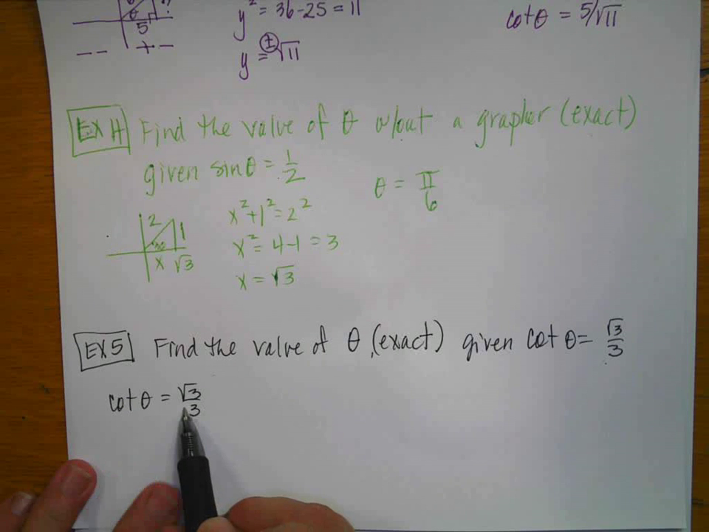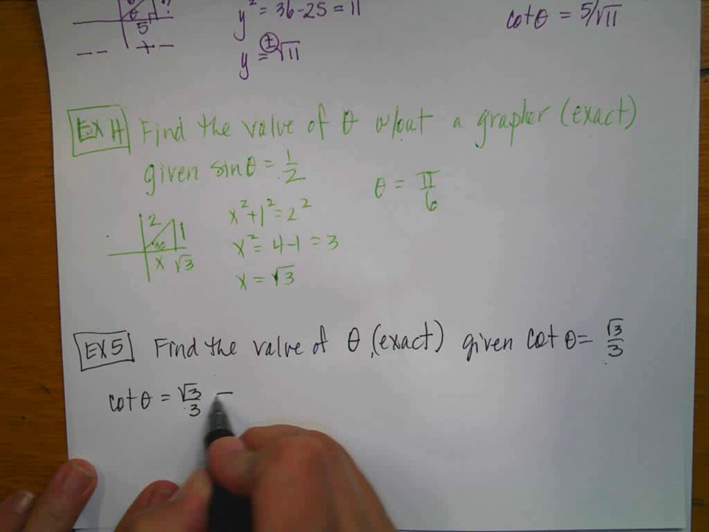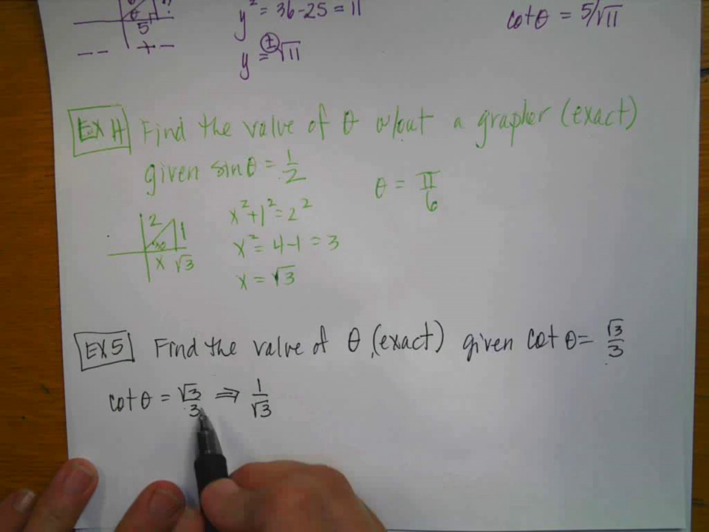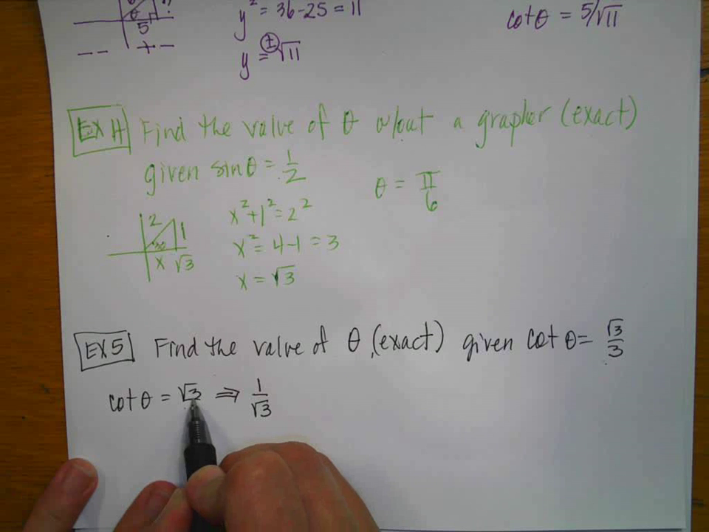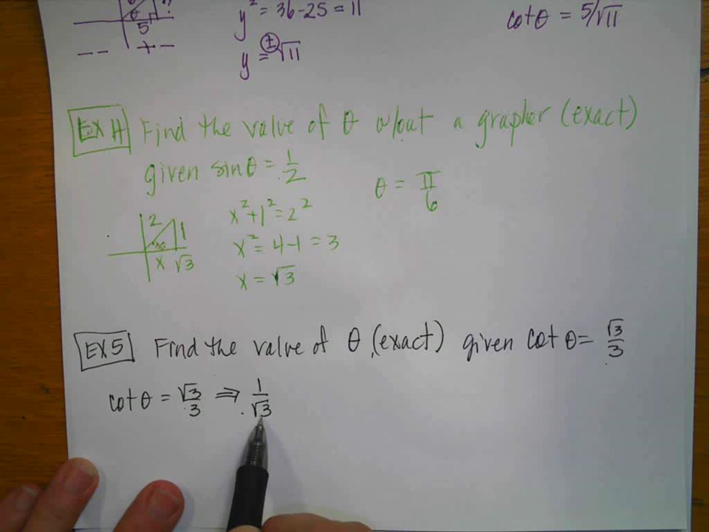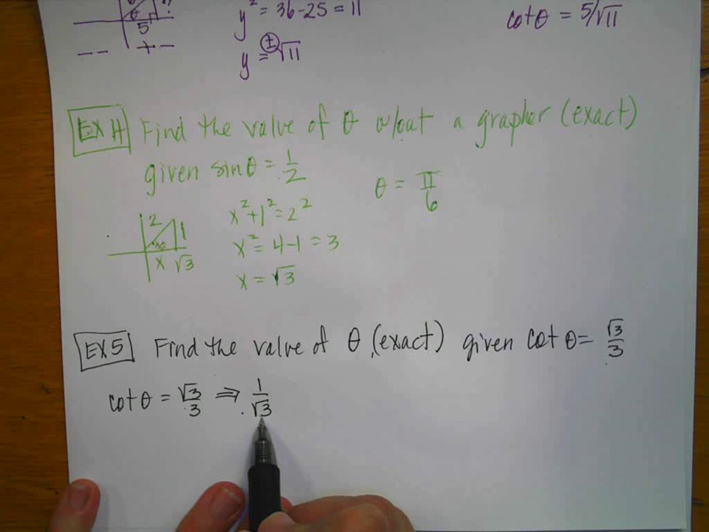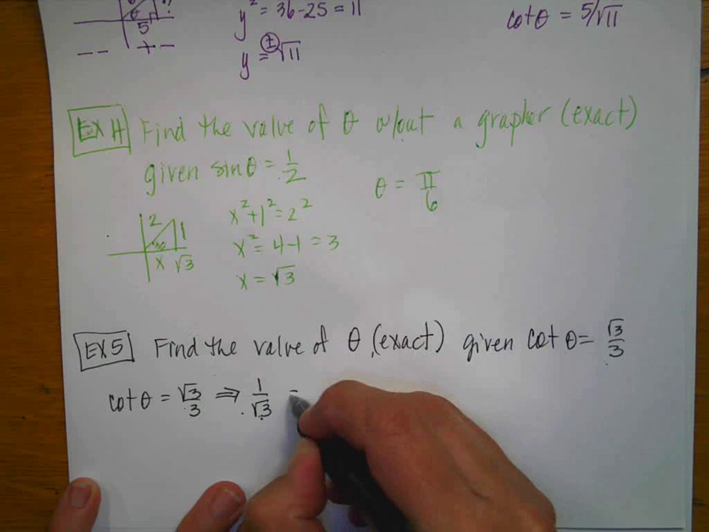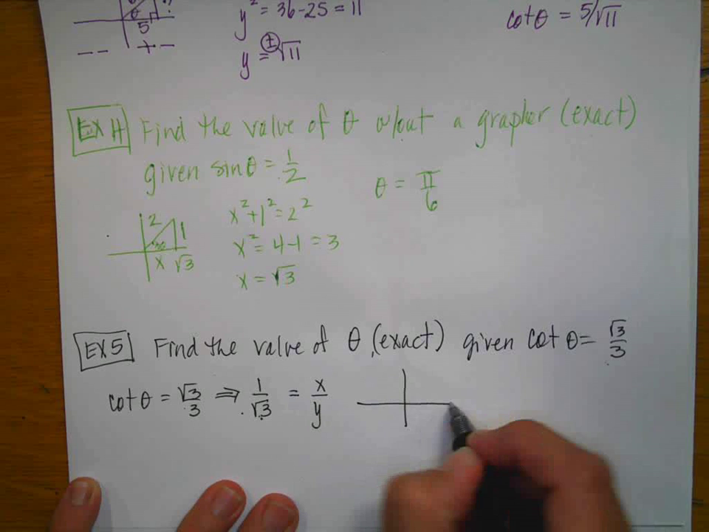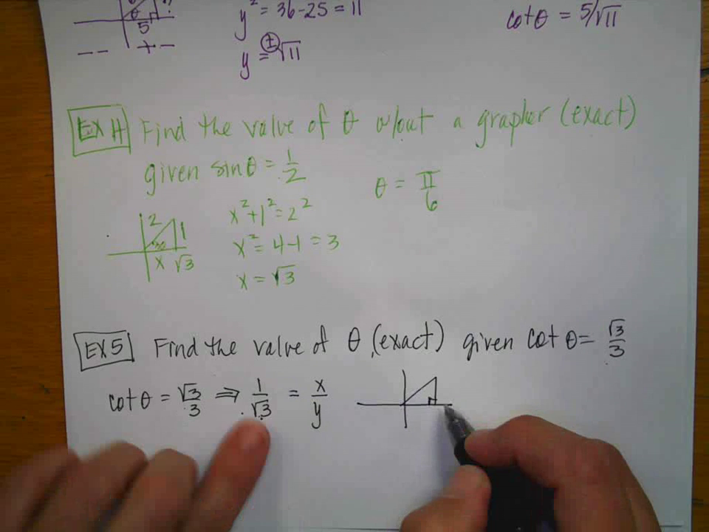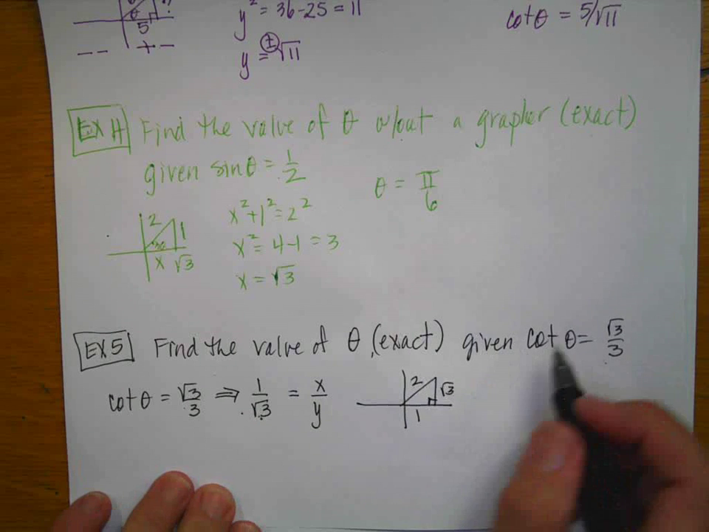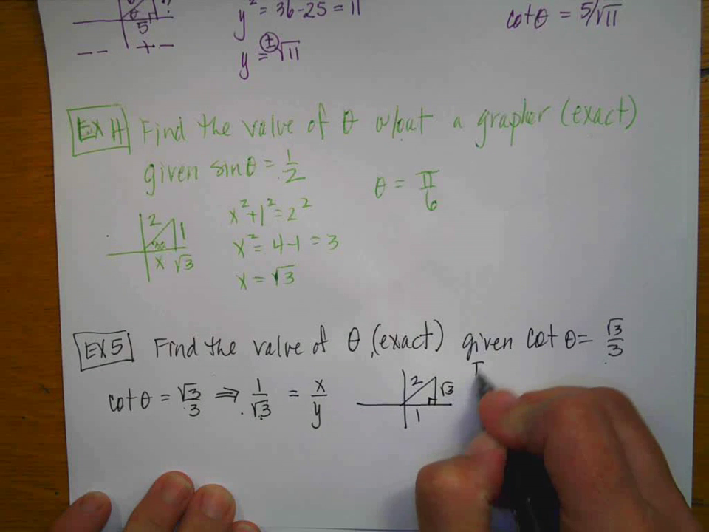It is easier to manage this problem if you unrationalize. And if I unrationalize, this is going to be 1 over radical 3. Basically what I did is I divided each term by radical 3. It just is nice and easy to recognize because this makes our specials easier to figure out. Cotangent is going to be x over y. So that means that when I draw my little triangle, x is 1, y is radical 3, which means that the hypotenuse is 2.